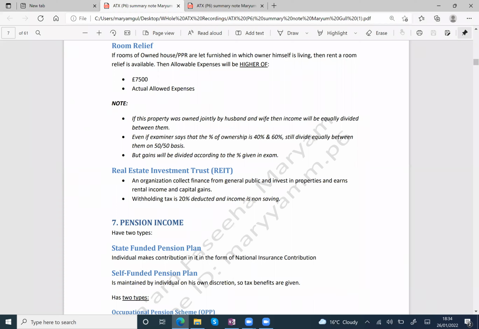It's an organization which collects finance from the general public. I mean, you will invest, I will invest, many people will invest in it, and it invests in properties. They will invest our money in properties and then let those properties and earn the rental income. And whenever they sell, they will earn the capital gains. So that is the concept.